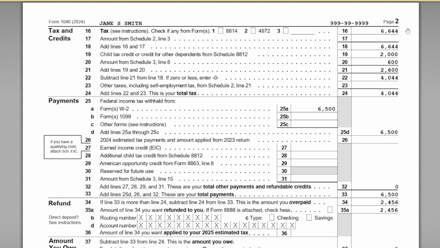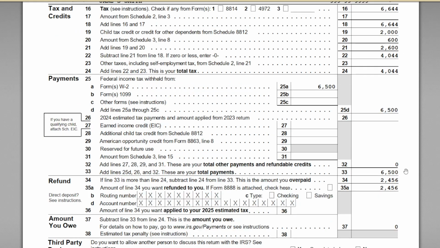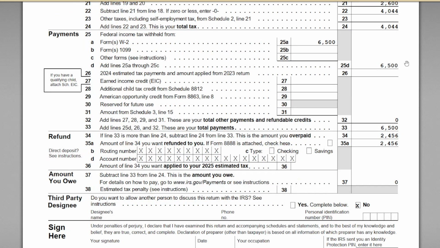So she went from $6,644 to $4,044 because of the CTC and the child care credit. So ultimately, this increased her refund quite a bit, right? Her refund is $2,456. Had she not claimed these, she would have owed money, right? She would have owed some funds to the IRS if she wasn't eligible for the CTC or the child care credit, but she was able to claim both, and so that's good news for her.